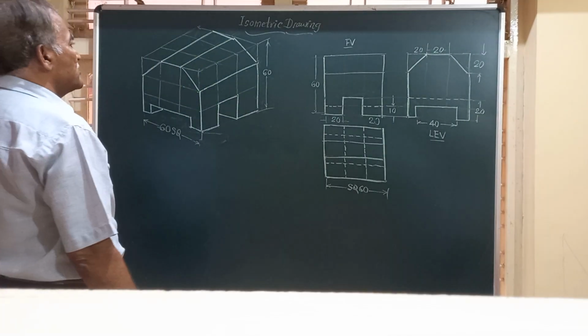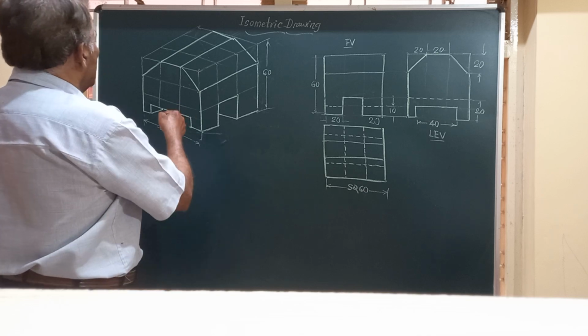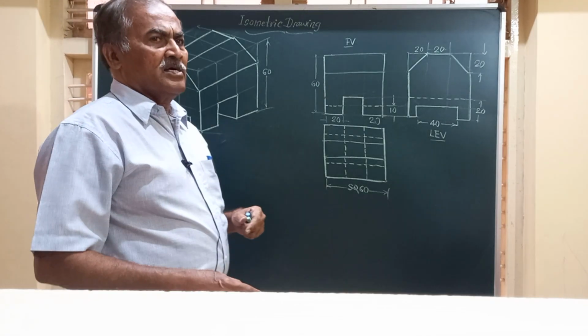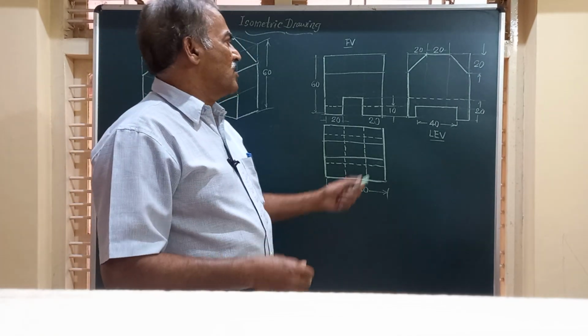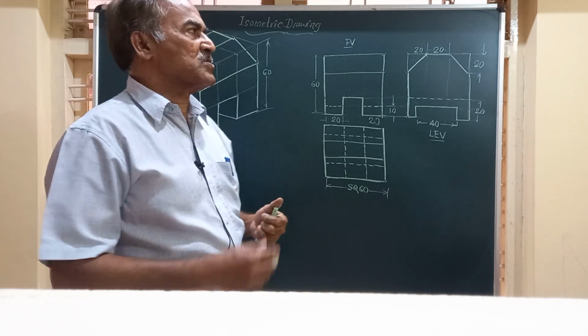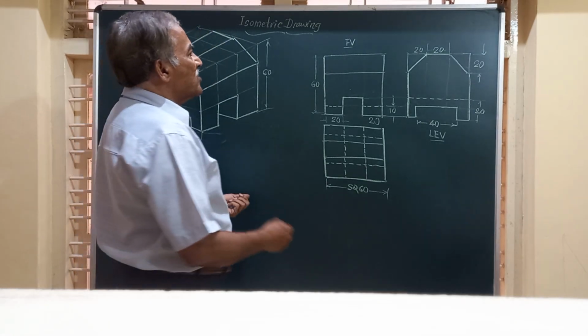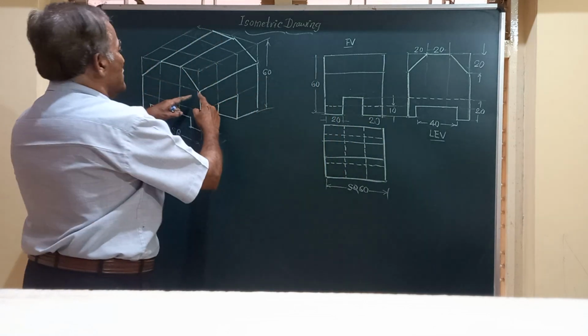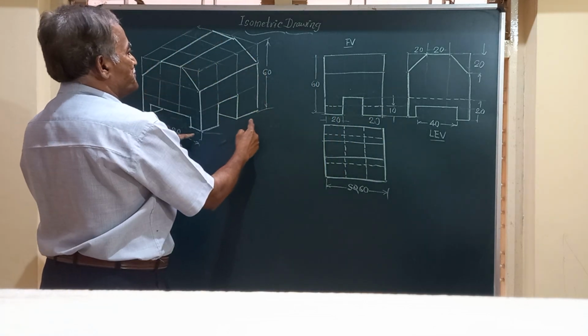Friends, now we have to see whether the isometric drawing we have made is satisfying all these front, top and end views. That is the orthographic views of the object. Okay, let's start with the front view. In the front view, you have got a box like thing. So this is a box.